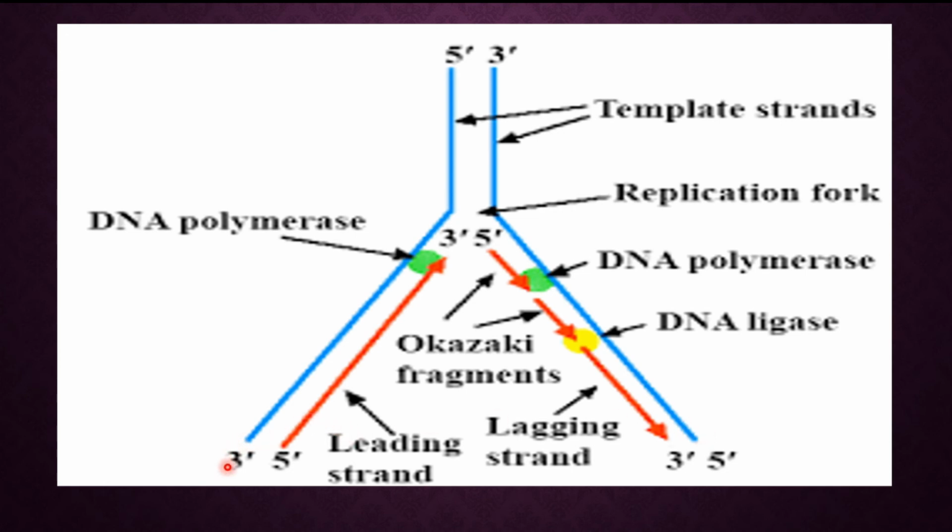See, you can use the word 3' or you can say 3'. Actually the word is 3'. So the strand which is having 3' end is called the leading strand or leading template, and the template or the strand which is having free 5' end is called the lagging template. So the name is clear to you. This is called the leading template. This is called the lagging template.